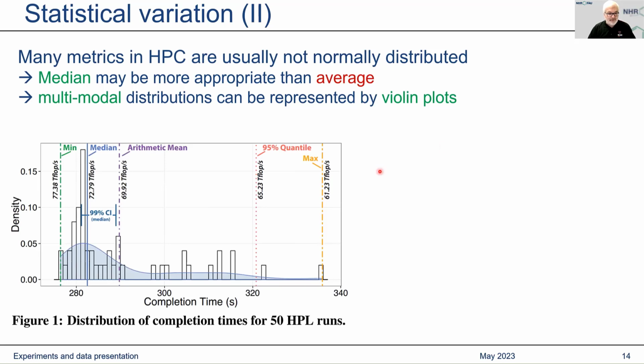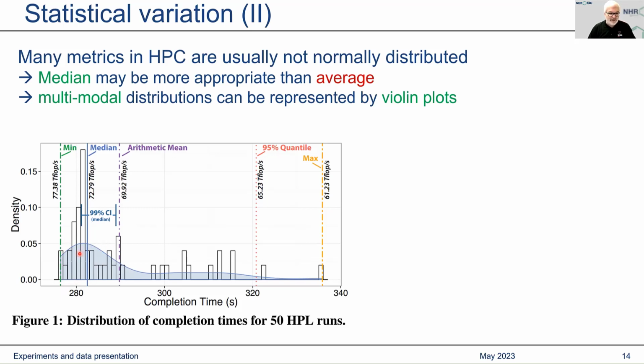So here's an example from a paper. What we see here is the completion time of a given benchmark, in this case HPL, which is the Linpack benchmark for determining the top 500 rating. We see a histogram, density versus completion time, so how many measurements have been performed with this particular completion time. And you see there's a lot of variation. The overall completion time varies between less than 280 and almost 340 seconds, which is significant variation. However, the measurements are clustered somewhere around 280 seconds.